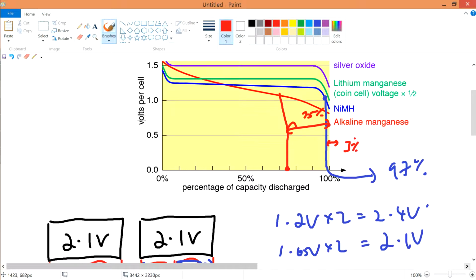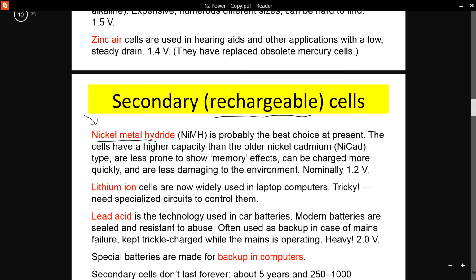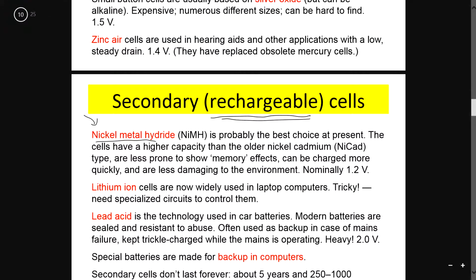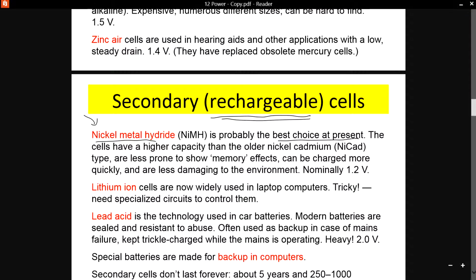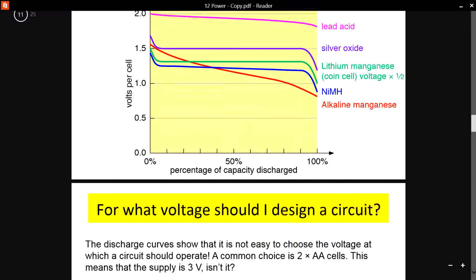So in a certain sense, the nickel metal hydride is much more environmentally friendly than your alkaline manganese. Moreover, your nickel metal hydride can be recharged. It's a rechargeable battery. So this is why it's always the best choice at this present time, and why people often use the nickel metal hydride. This is one way of designing your system.